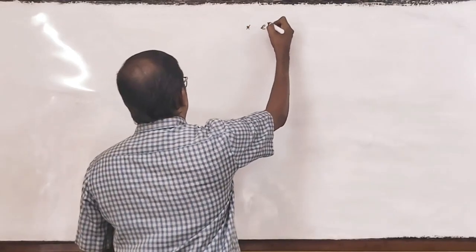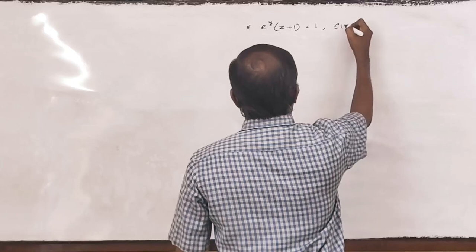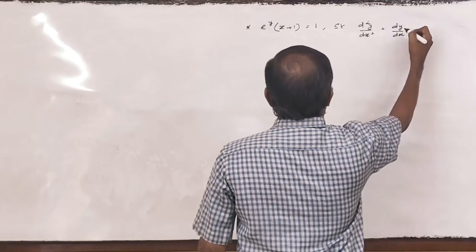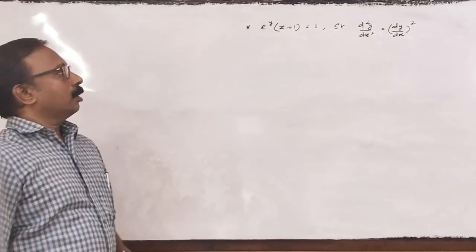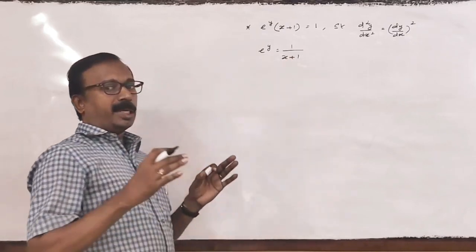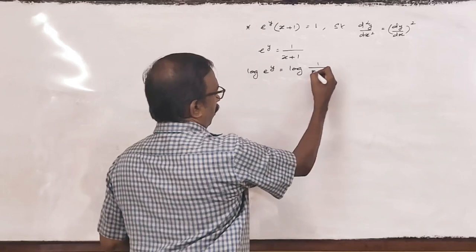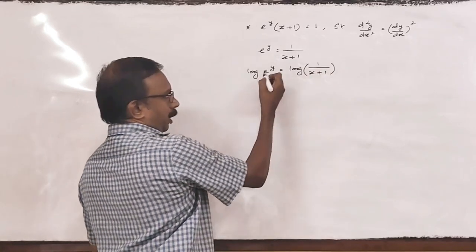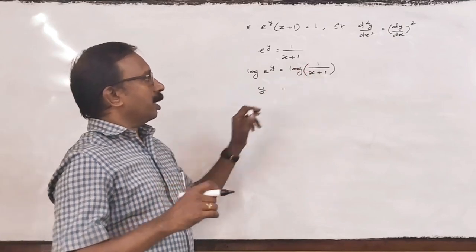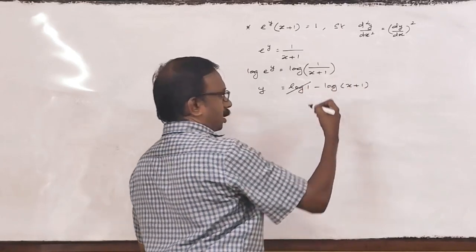Now the next problem. Here, show that d square y by dx square is equal to dy by dx the whole square, where e raised to y is equal to 1 by x plus 1. Now, taking log on both sides, log of e raised to y is equal to log of 1 by x plus 1. Log e raised to y is y. Log a by b is log a minus log b. But log 1 is 0.